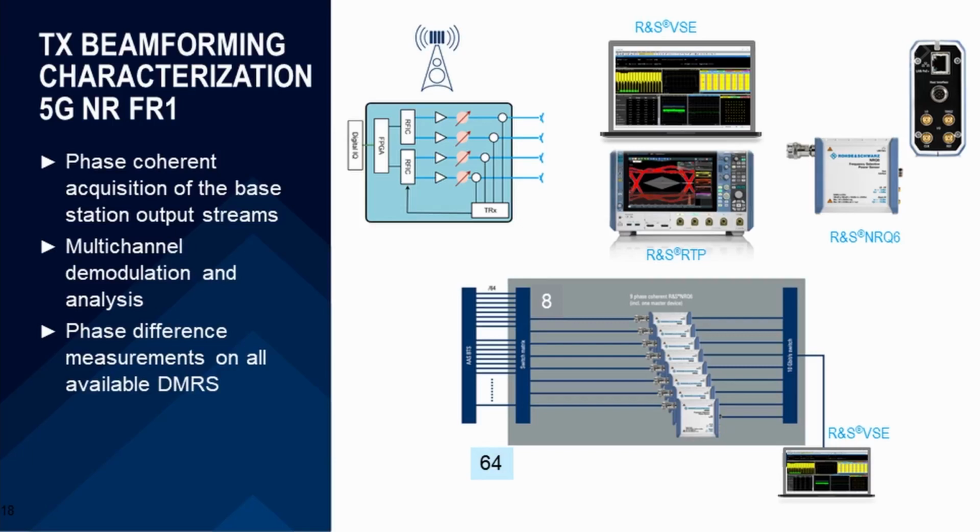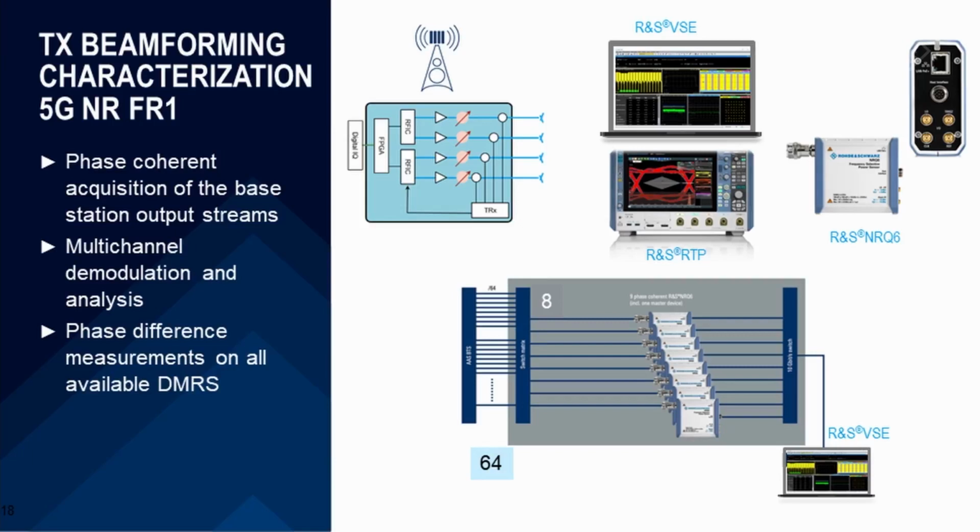Here in the diagram, you can see the output of the base station is connected to an RF switch matrix, which sequentially switches between the different power sensors. And the power sensor Ethernet connection is connected to an Ethernet switch, which is in turn connected to the VSE software on an external PC. So this setup is used for testing on 8 channels.